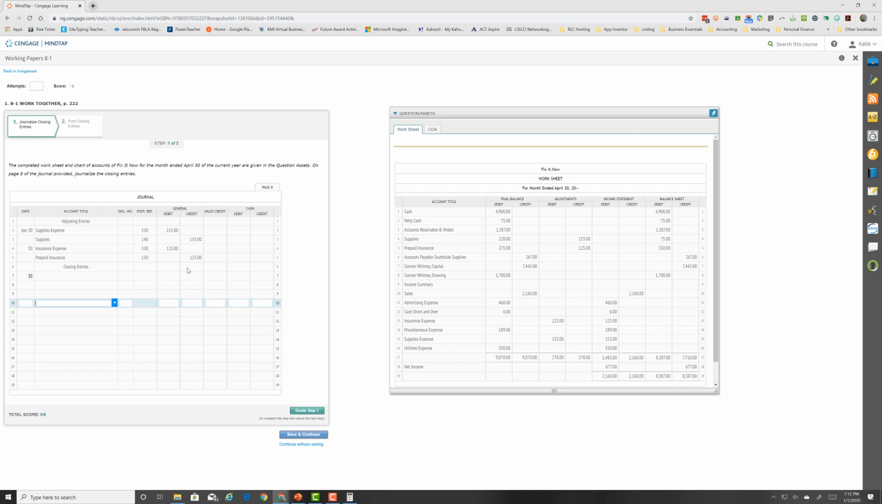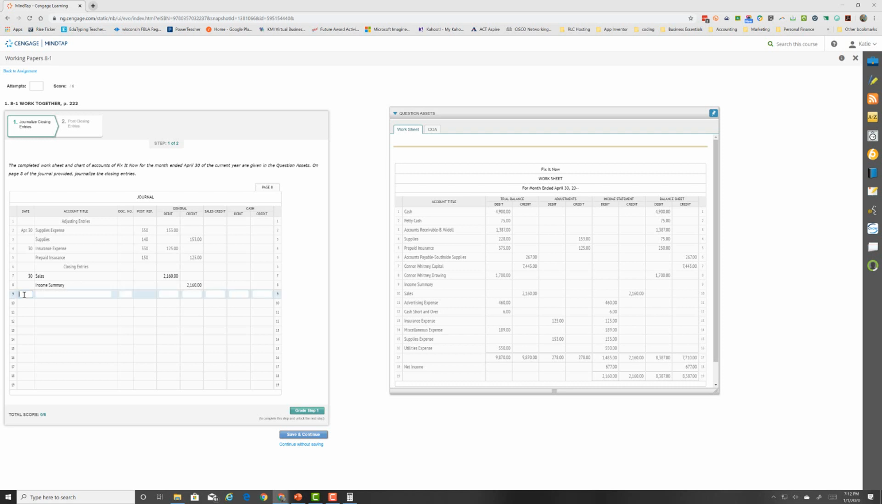So now we have to do our closing entries. Remember my acronym of READ, revenue. So I'm going to close my revenue account. My revenue account is sales. So sales has a credit balance, so I'm going to debit sales $2,160. What am I going to close it into? Income summary. That's my first acronym. R, close my revenue.